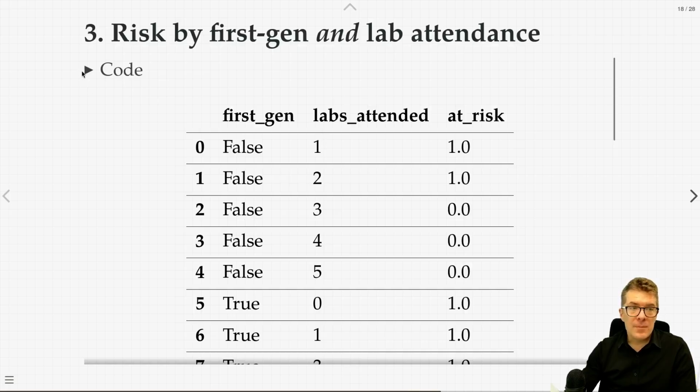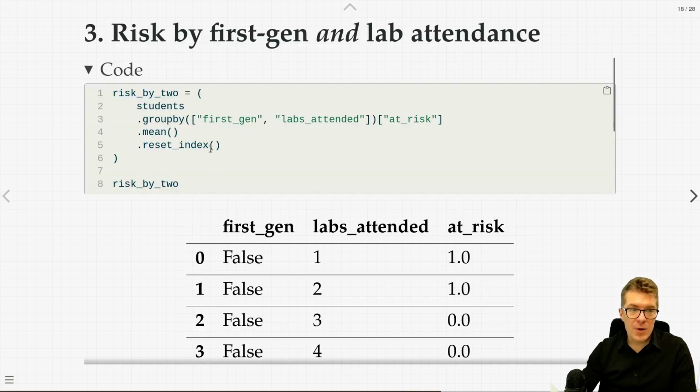So let's clean up the code a little bit. We have our students. We group by the first generation status, but now we also look at labs attended. Maybe there's some other variable that can also explain this disparity of 33% on one hand and 66% on the other. Is it just first gen, or is there some other variable at play that can inform at-risk status?